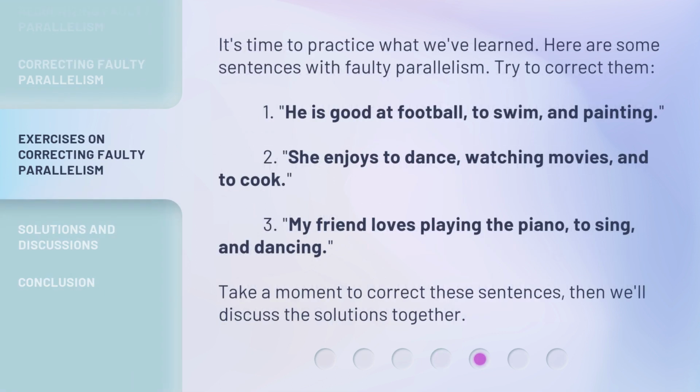It's time to practice what we've learned. Here are some sentences with faulty parallelism. Try to correct them. 1. He is good at football, to swim, and painting. 2. She enjoys to dance, watching movies, and to cook. 3. My friend loves playing the piano, to sing, and dancing. Take a moment to correct these sentences, then we'll discuss the solutions together.